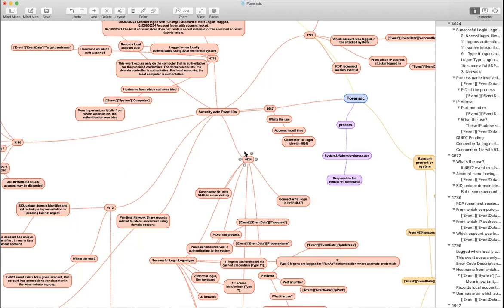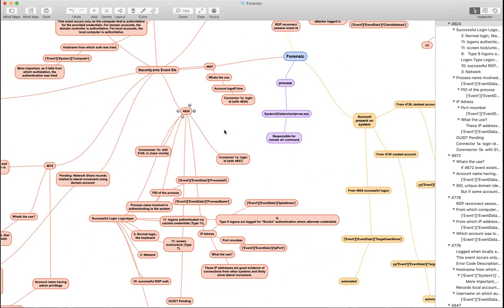Okay, and in the Security.evtx file, when you parse that, you'll see an ID known as 4624. So this will actually tell you a lot of other things, like what the connections were, who all logged into this system. This is the first thing that this will tell you: who all logged in and how they logged in.